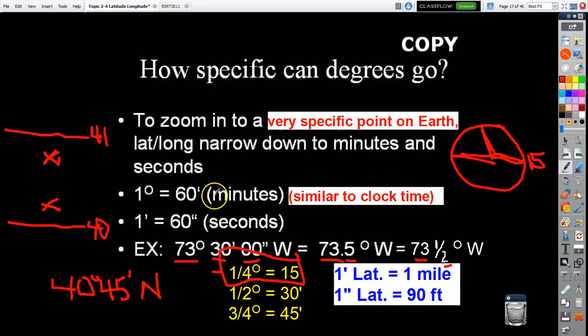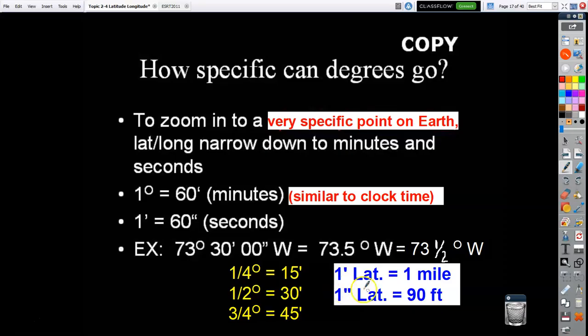All right, so you would use minutes and seconds when you're getting into very, very specific locations. And then I gave you a little equivalent down here. Every minute of latitude, and remember there's 60 minutes in a degree, is about a mile. Roughly a mile. Every second of latitude is about 90 feet. So that's when you're zooming in on Google Earth and you're down to your house, right?